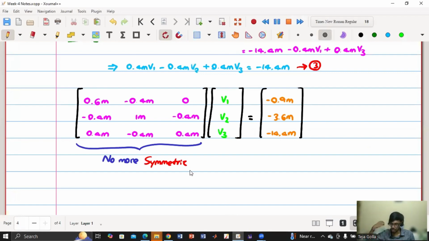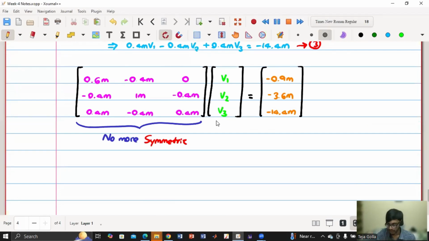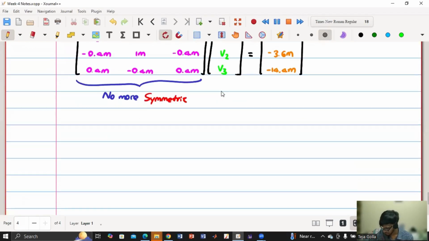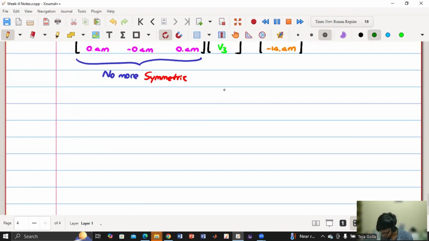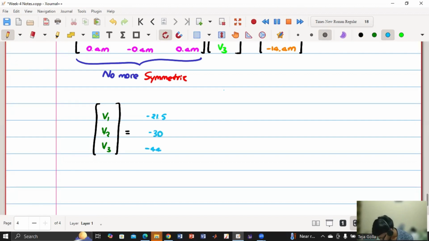So now I am directly writing these V1, V2 and V3. I'm not going to solve, but you can solve. It is just a matrix inversion. So if you solve for V1, V2, V3, I'll just write what results you are going to get. You can check this later in your free time. So we'll have minus 21.5, minus 30, and minus 44.5. So these are the values that you are going to get.